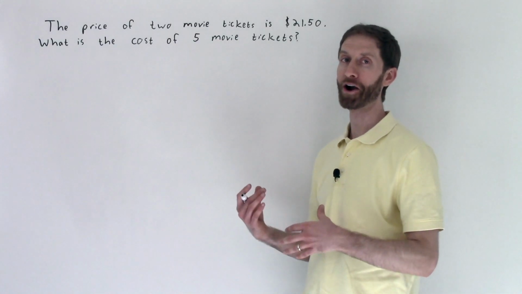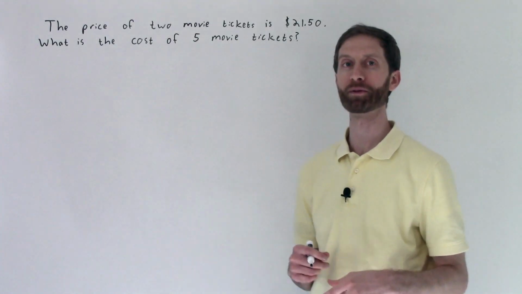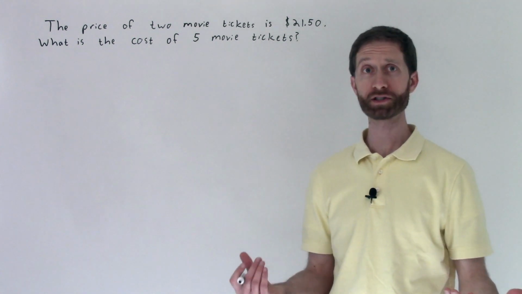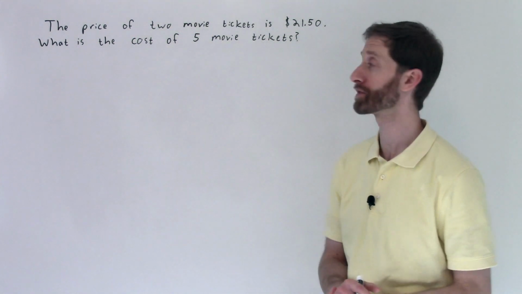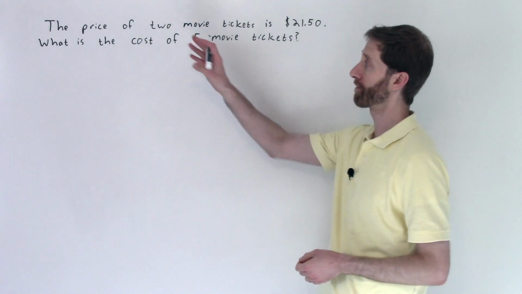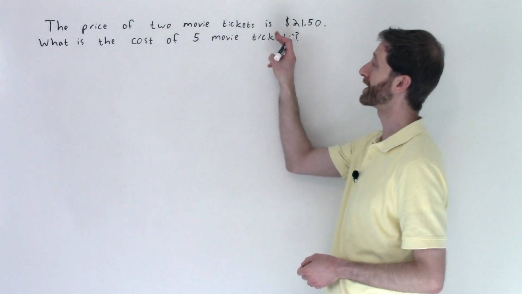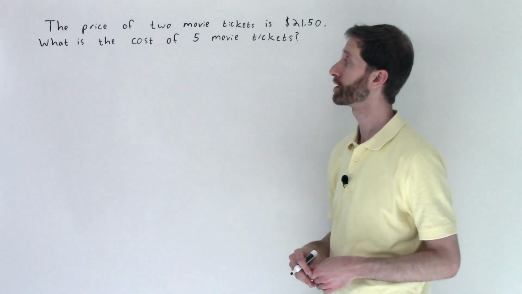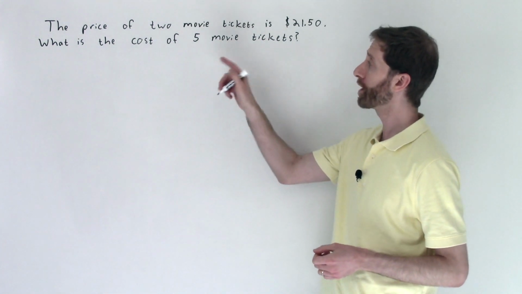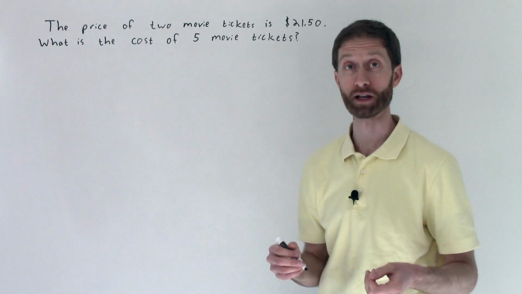And here we are, as promised, with a second word problem where we're going to use proportions to solve it. Let's see just how proportions apply. The situation is that the price of 2 movie tickets is $21.50. We're asked to find the cost of 5 movie tickets.